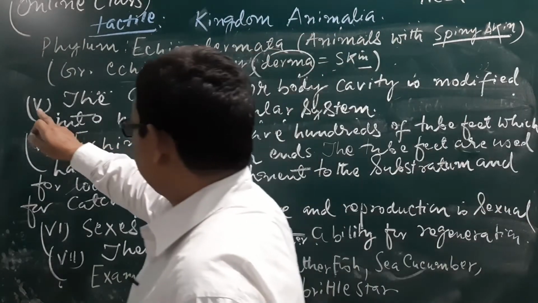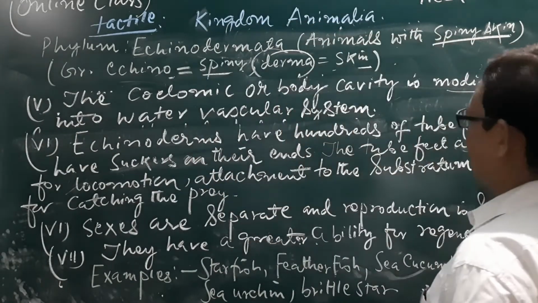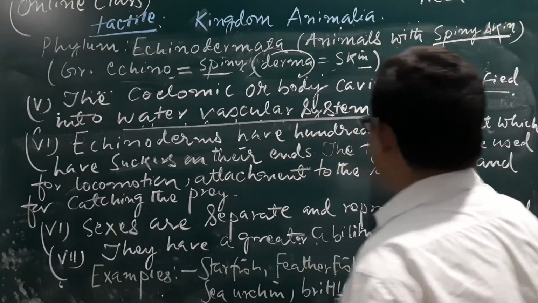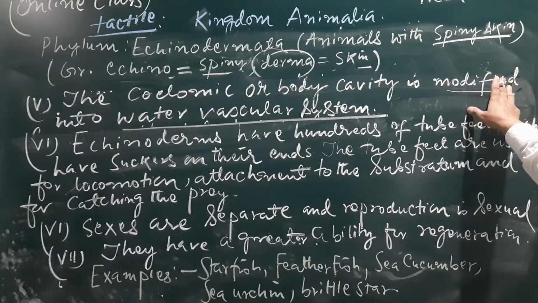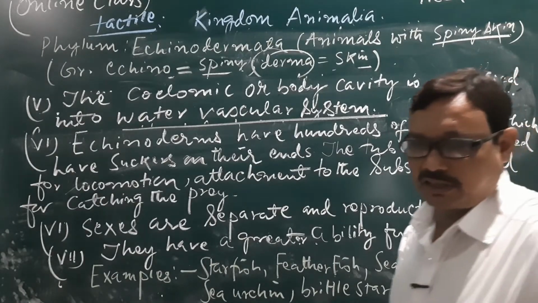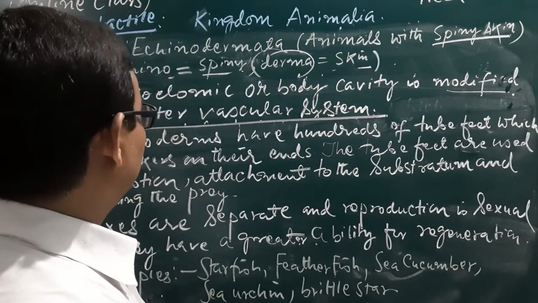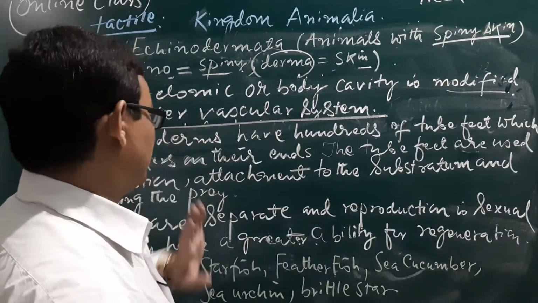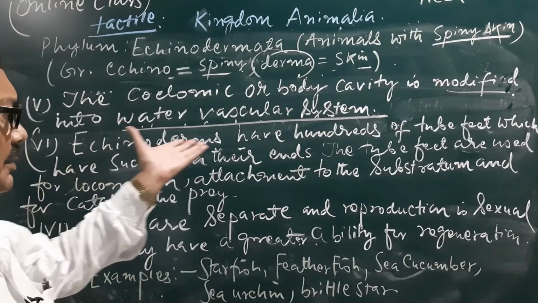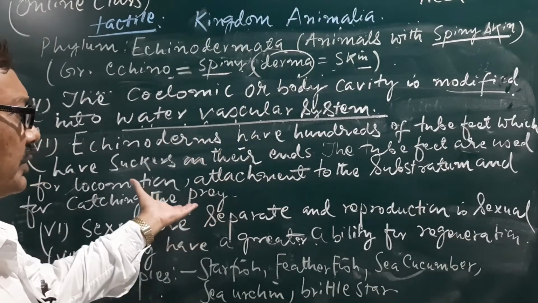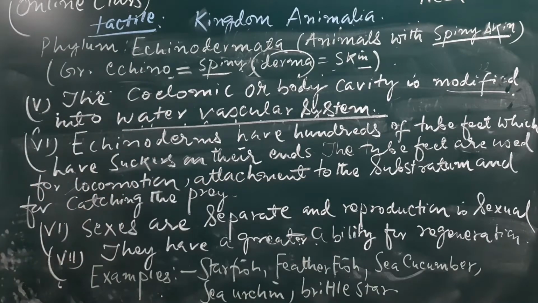More characteristic features: the coelom or body cavity is modified into a water vascular system. In the earlier two phyla, you have seen that the coelomic cavity may be replaced by the presence of the hemocoel. Here it is modified into a water vascular system. Echinoderms have hundreds of tube feet for locomotion, attachment to the substratum, and for catching prey.